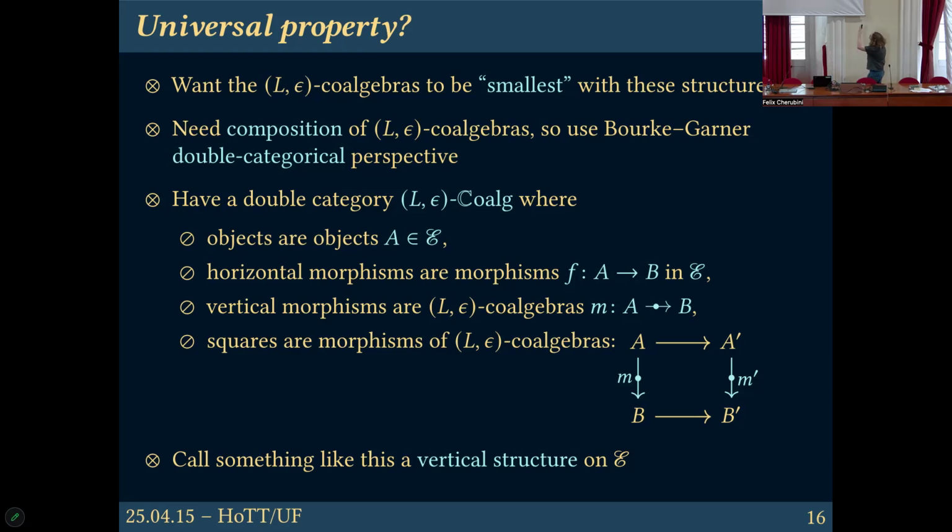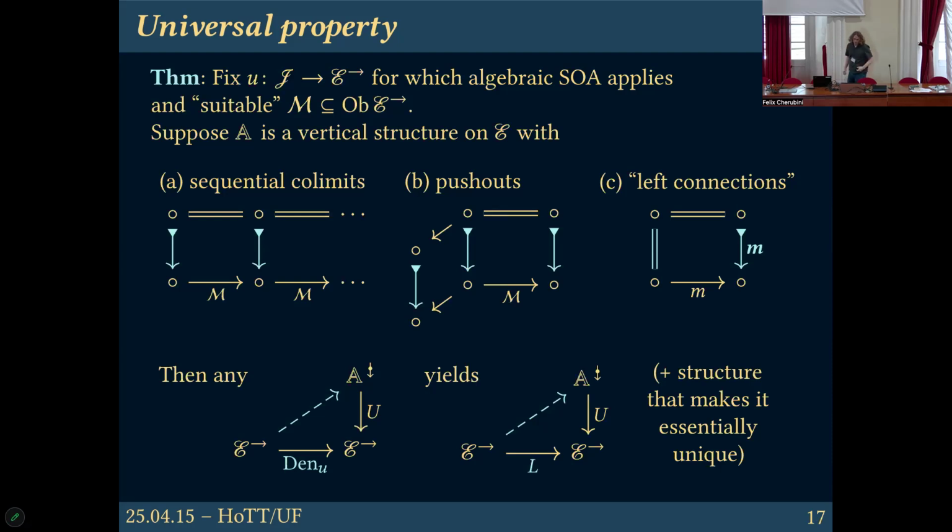And so for us, we have this double category of coalgebras where the objects are just objects in our category. Horizontal morphisms are regular morphisms, but vertical morphisms are morphisms equipped with a coalgebra structure. And the squares are morphisms of coalgebras. So we've got this particular one for coalgebras for our left maps. But we can abstract that situation and call anything that looks like this in the right sort of way a vertical structure on the category. And then our theorem is, well, if you fix a diagram for which the algebraic small object argument applies, and this class M.